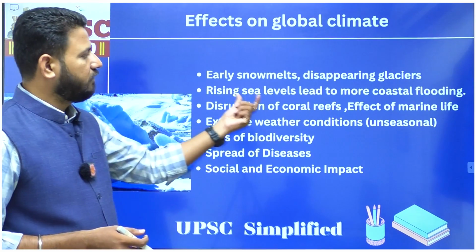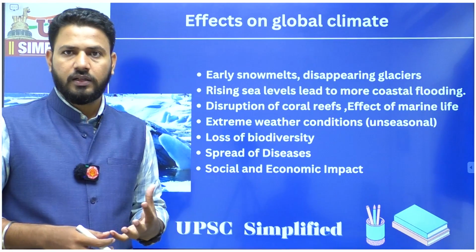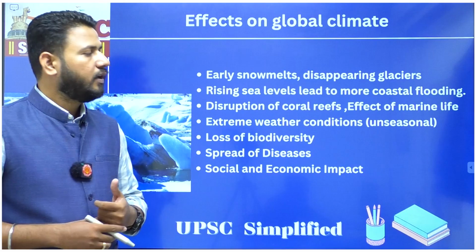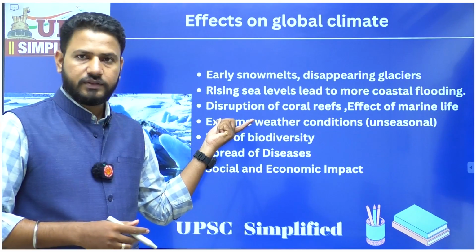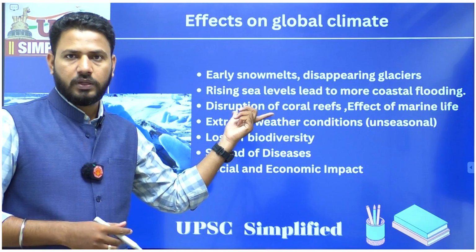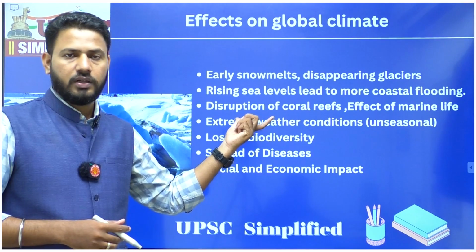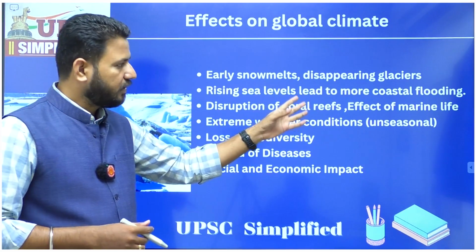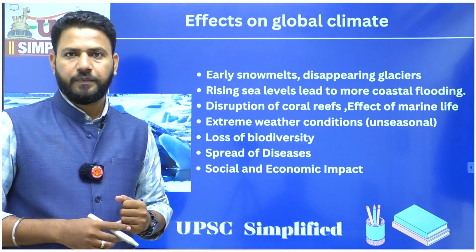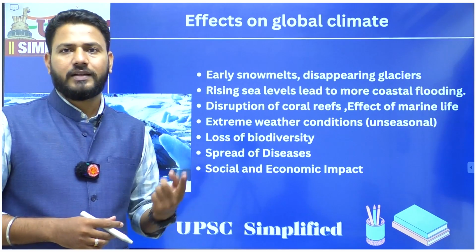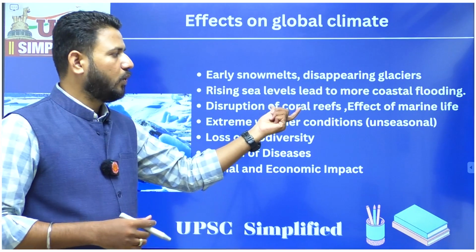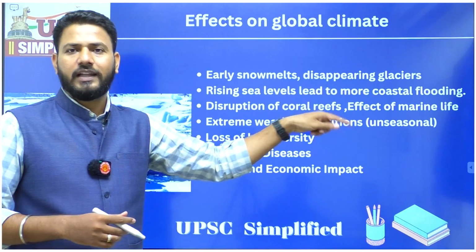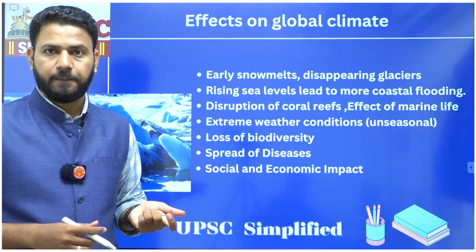Then you have rising sea levels leading to more coastal flooding. Island countries are in danger of coastal flooding. Then disruption of coral reefs. You see across the globe, a lot of coral reefs are being destroyed because of change in global temperatures. It is certainly going to have an effect on marine life. Now, it is a chain. Try to understand. If it is disrupting the coral reefs, it is going to have an impact on the marine life. And if there is an impact on the marine life, it's going to affect the biodiversity.